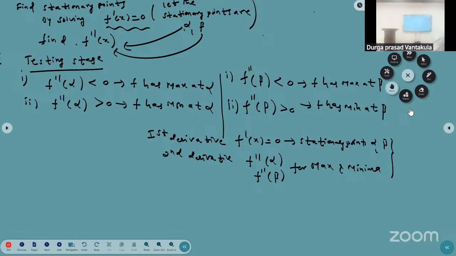dy dx of x square, dy dx of x cube, dy dx of x power 4, dy dx of 1, differentiation of a constant, dy dx of 2x, 3x, 4x, right. dy dx of sin x, cos x, tan x, cot x, secant x, cosecant x.